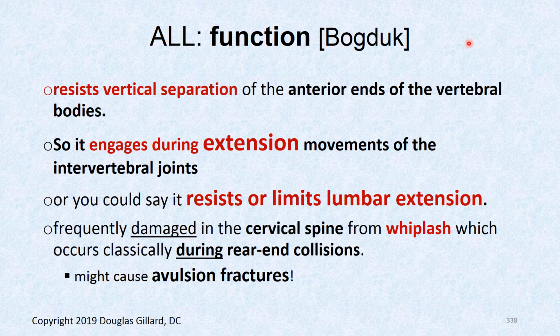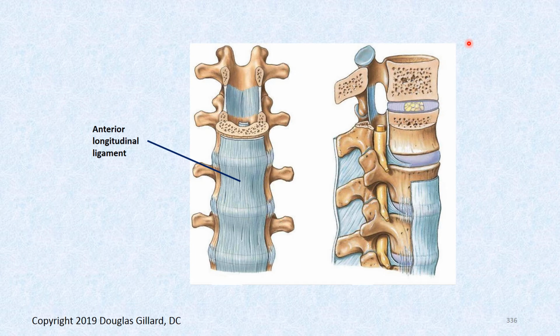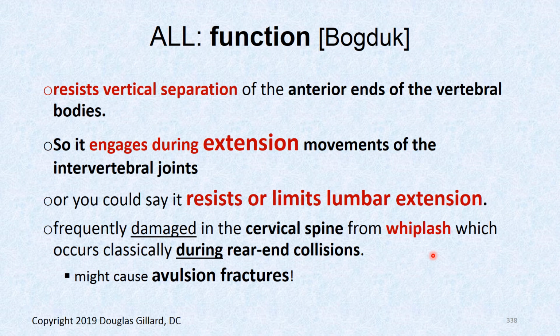What is the function of the ALL? Well, you can't bend backwards, right? Well, I mean, you can bend backwards, but picture this spine bending back like this. It's going to stretch this ligament right here. So it helps limit extension of the spine. Okay, so it's engaged during extension. It resists or limits lumbar extension, and is frequently damaged in car accidents.